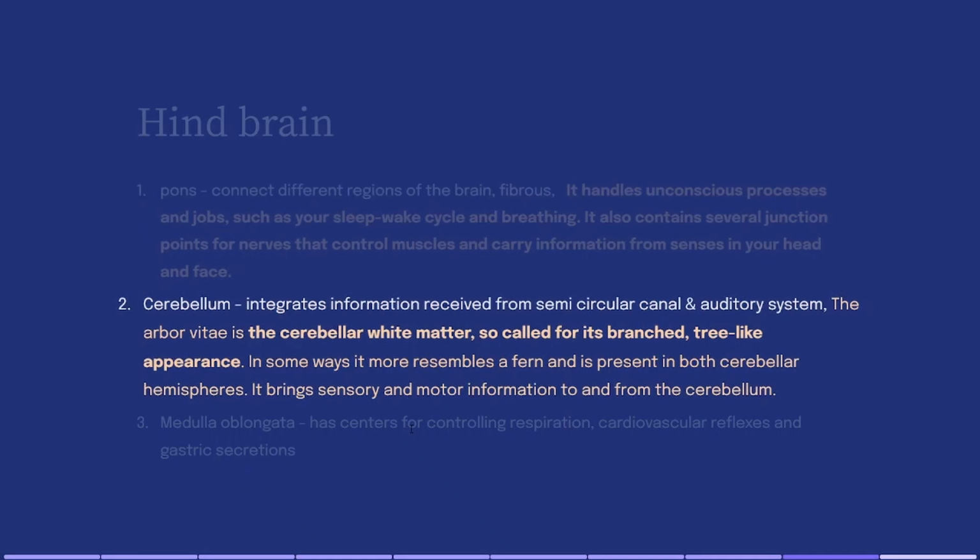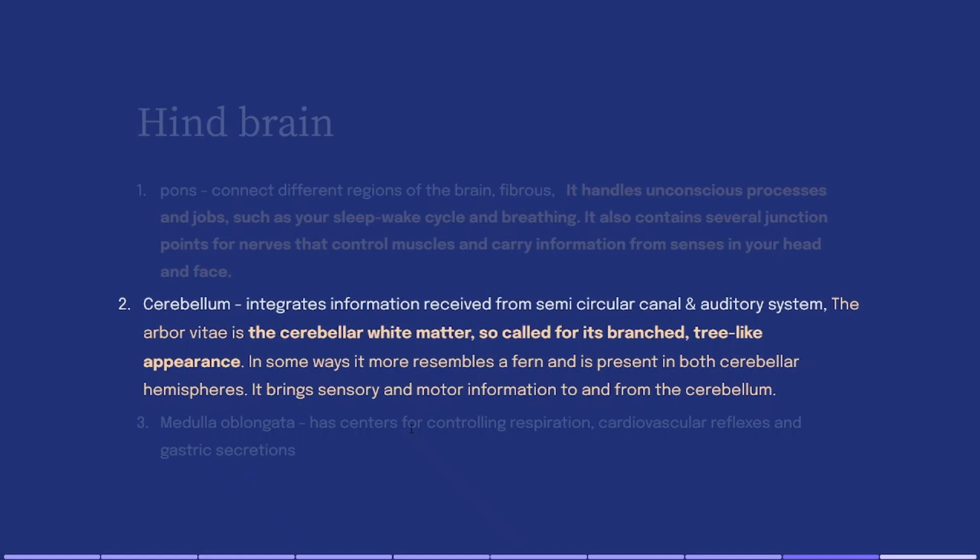Next, cerebellum. It integrates information received from semicircular canal and auditory system. Now, in NCERT it is written that it integrates information from semicircular canal and auditory system. And you have to infer from this statement that it also helps in balancing the body and maintaining the posture of the body. How do you have to infer? You have to see what is written. You have to see that the cerebellum integrates information received from semicircular canal. And function of semicircular canal is the balance of the body. So cerebellum helps in maintaining balance of the body and posture.